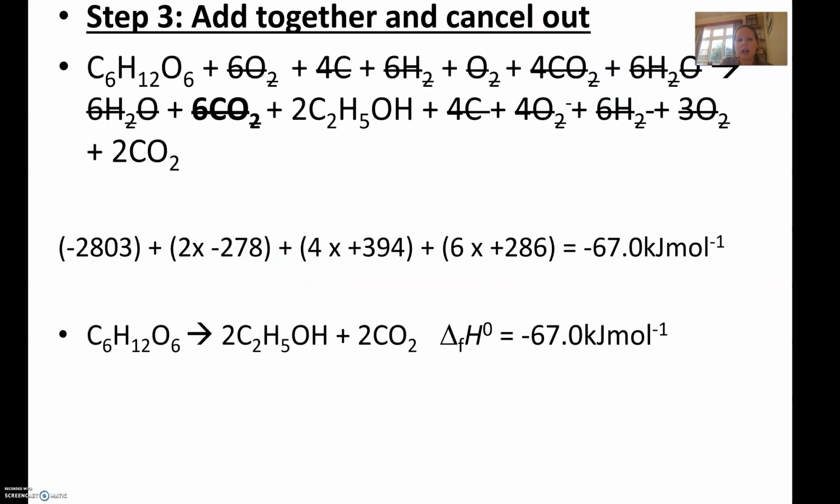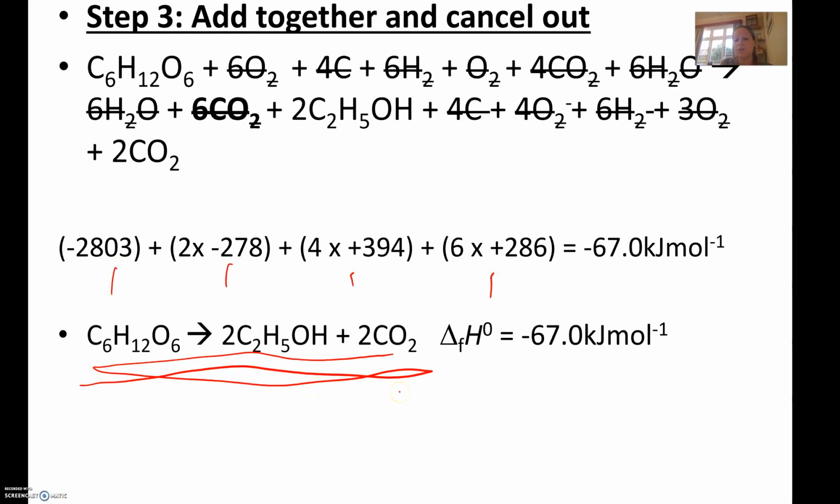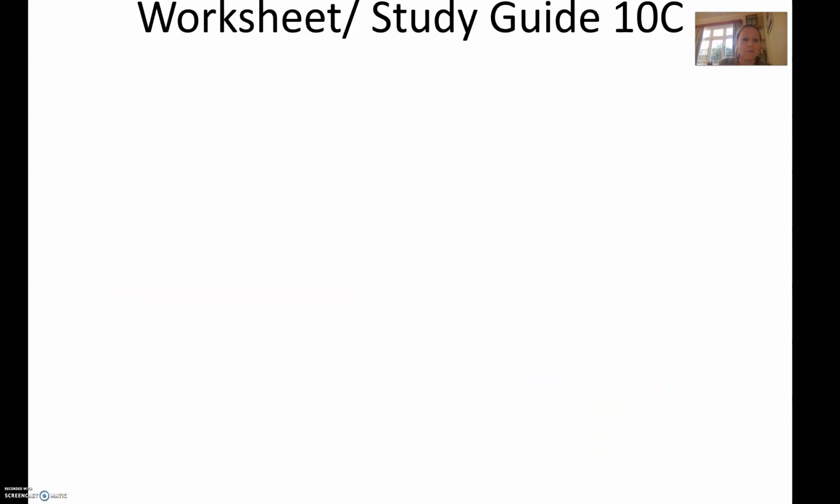Once you've done that, you can add them all together, cancel out species common to each side, and you'll realize that you've got your desired equation. So from then, we just add up all of those energies, making sure we've accounted for our manipulations, and we record it to 3 significant figures. Hopefully that makes sense. Any questions, let me know.